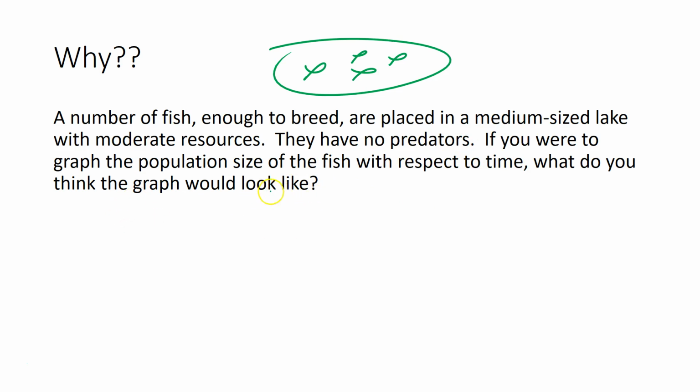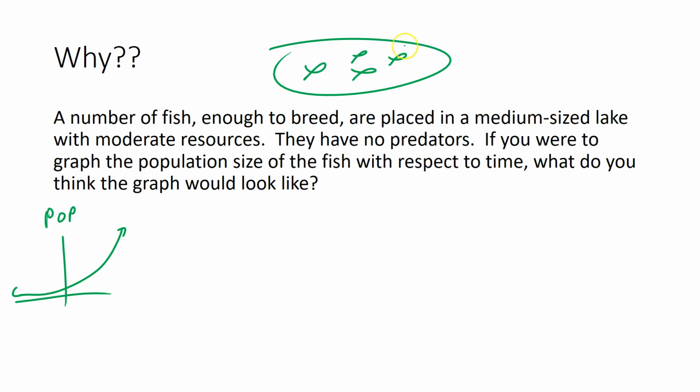If you were to graph the population size of the fish with respect to time, what do you think the graph would look like? Most people know that population increases exponentially, right? If they have unlimited resources and unlimited space, and every animal has like 4 babies, you're going to be multiplying by 4 for every generation. And that's exactly the definition of an exponential function.